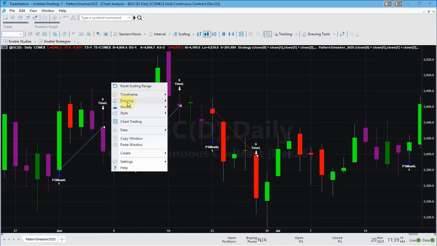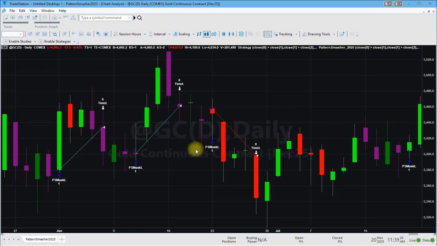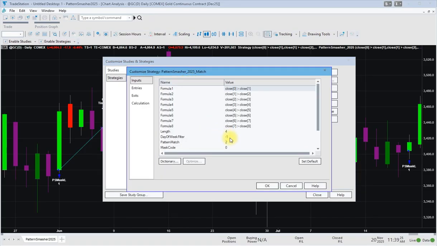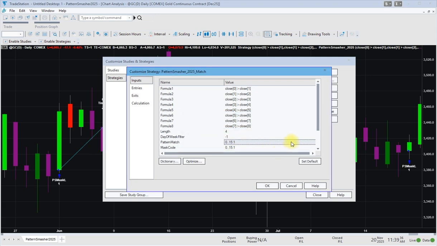So let's go ahead and optimize this. We've got to go edit strategies. And let's go ahead and we're going to stay at length 4. We're not going to optimize on a week by week basis. We're going to optimize that from 0 to 15, and we're going to optimize that from 0 to 15. Remember, for every pattern, you have a mask. So if you have 15 patterns, you have 15 masks total. Now, how do I come up with this 15, 0 to 15?